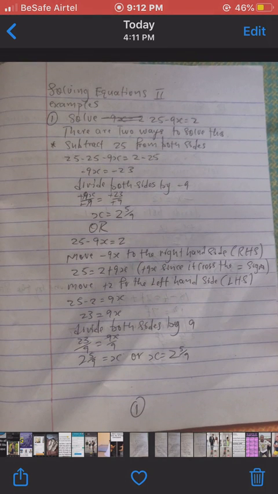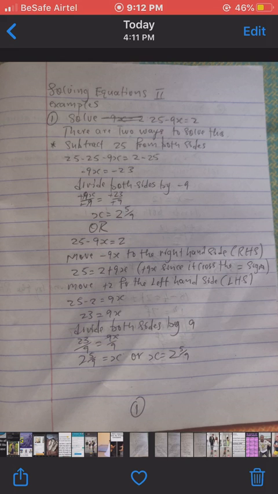Now, if you check the next line, you see that I wrote there are two ways to solve this. Actually, there are many ways to solve simple linear equations, but we are going to be using the second method more. But I'm just trying to show you the first method, which is very convenient also, but it takes a lot of time and sometimes it can get confusing.